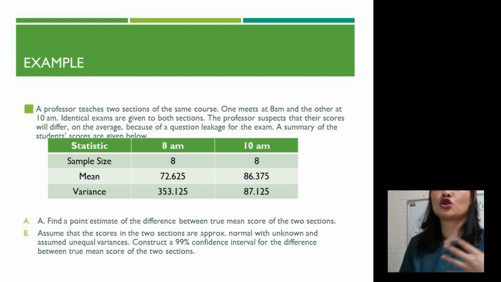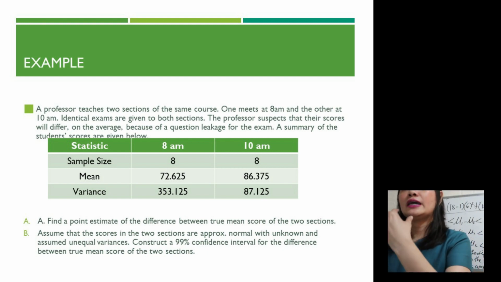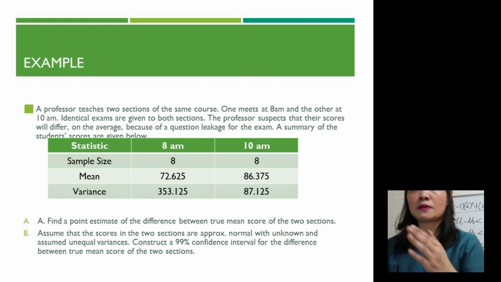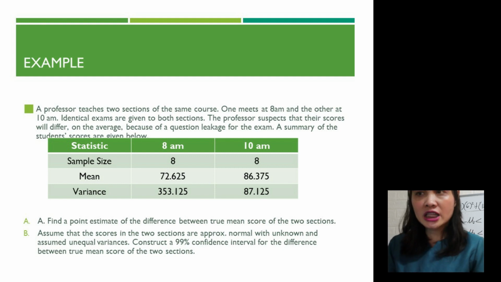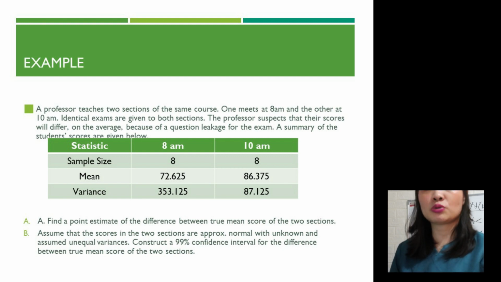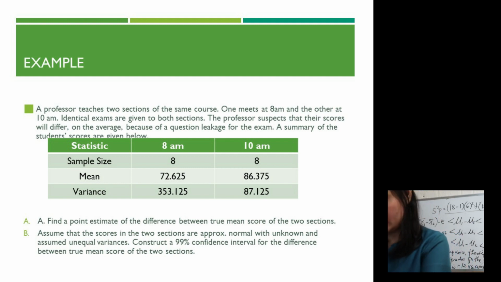Sample size is 8 for the 8 a.m. class and 8 for the 10 a.m. class. The mean for the 8 a.m. class is 72.625, and the mean for the 10 a.m. class is 86.375. The variance of the 8 a.m. class is 353.125, and the variance of the 10 a.m. class is 87.125.